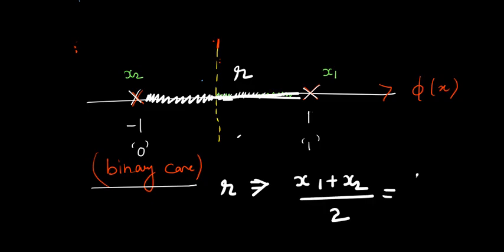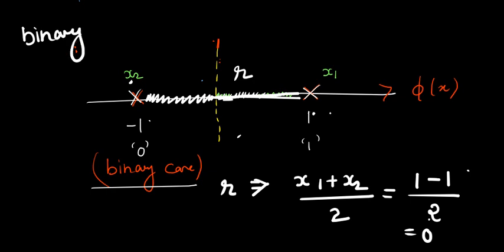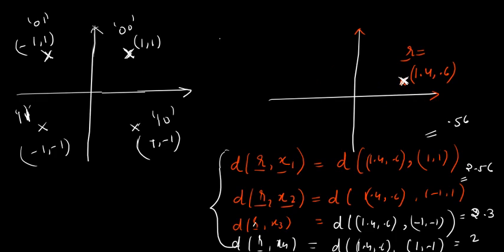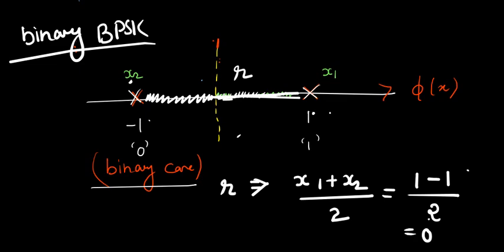What is x1? In this case 1. What is x2? -1. No, that is the logic bit, so don't confuse it. We are talking about the transmitted signal x, not the bit. So 0. It means if the R you receive is for binary, it is for binary BPSK. Now we have come up with the concept that if you want to know x by observing R, we will find out the distance of that R from all the possible constellation points.